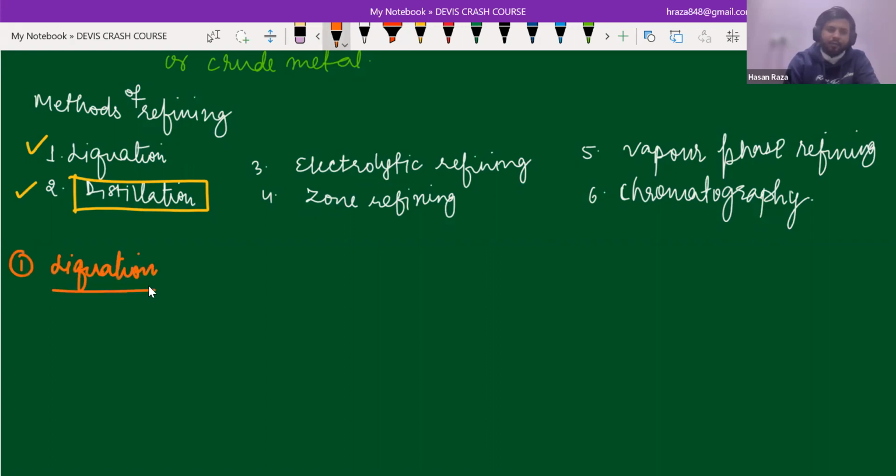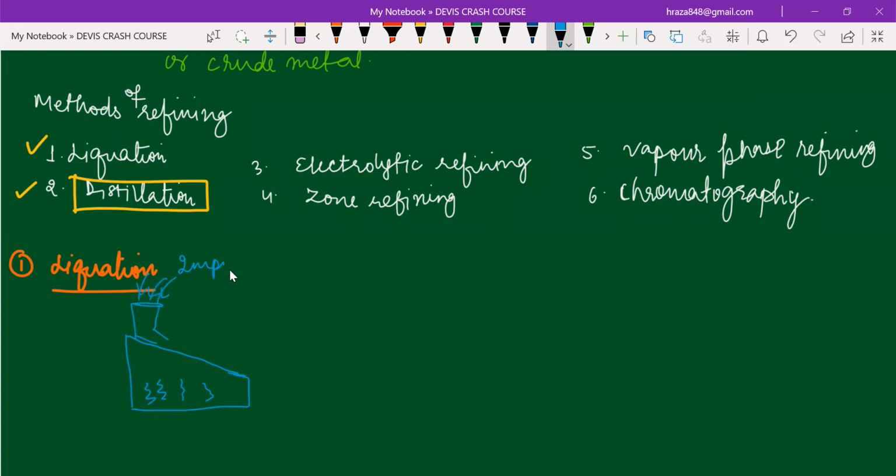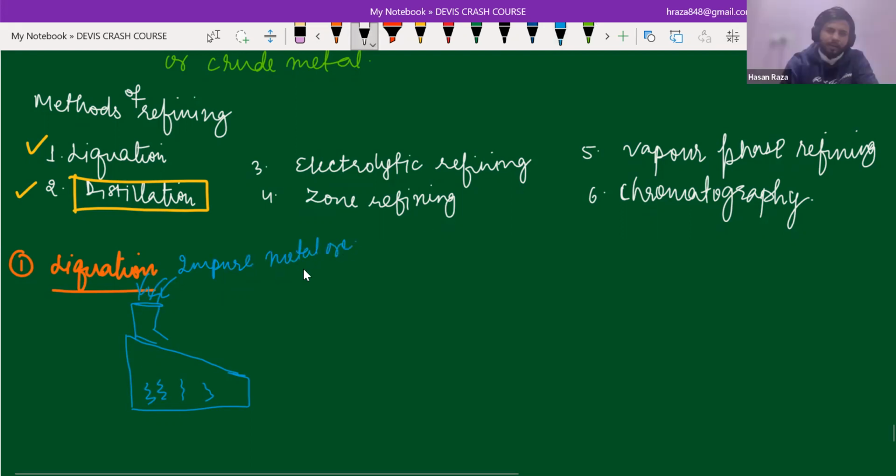So liquation, distillation. Have you seen distillation? You know what is distillation. So let's start with liquation. And it's very easy. What is liquation? There is a term, reverberatory furnace. We use a reverberatory furnace, or this refining will be in a reverberatory furnace. And there is a sloping hearth, we say. The surface is sloping. And here you are going to give heat.